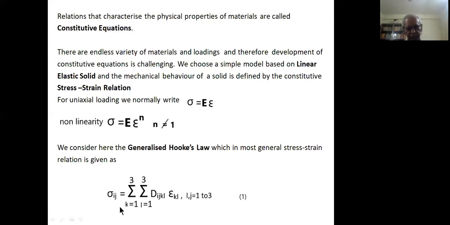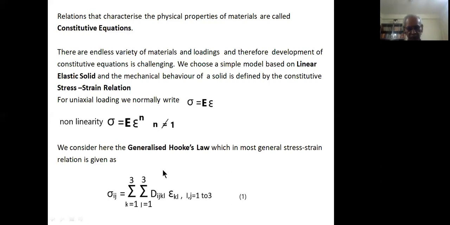If we look at this in tensorial form, this is the stress tensor, this is the strain tensor, and they are connected by a constitutive tensor. This is called a constitutive tensor, Dijkl, where there is a summation over k from 1 to 3 and l from 1 to 3.